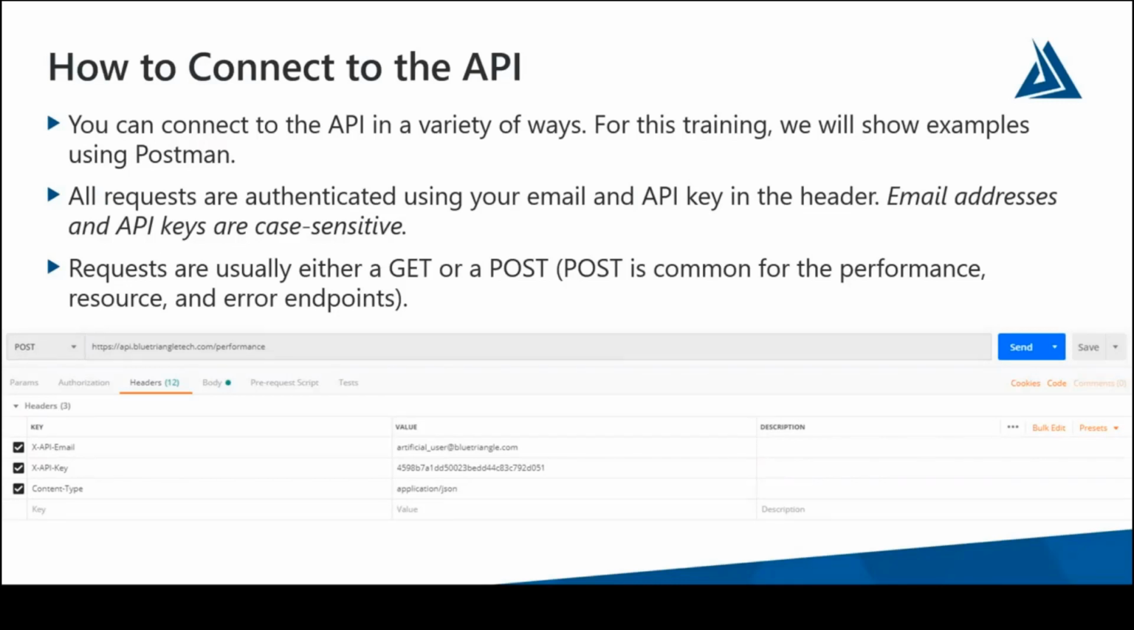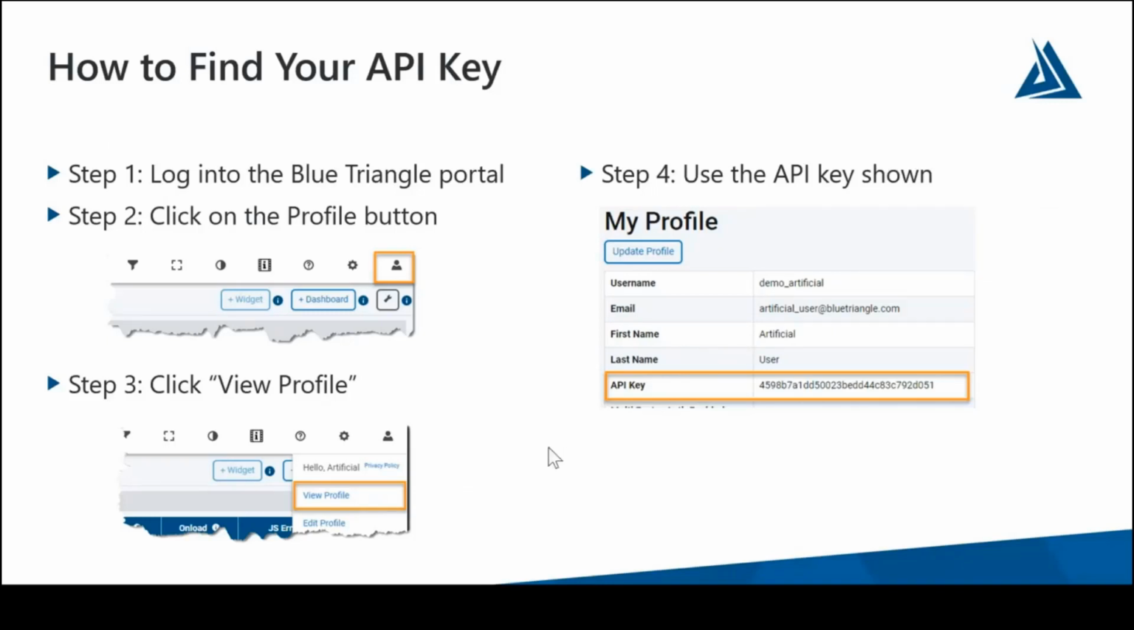But for the revenue opportunity endpoint, we're just going to be running GET requests. So there's no need for that third header there. To find your API key, if you're in the Blue Triangle portal, navigate to your profile. Click the little person profile icon and click View Profile, and your API key is going to be listed there in the table of information.